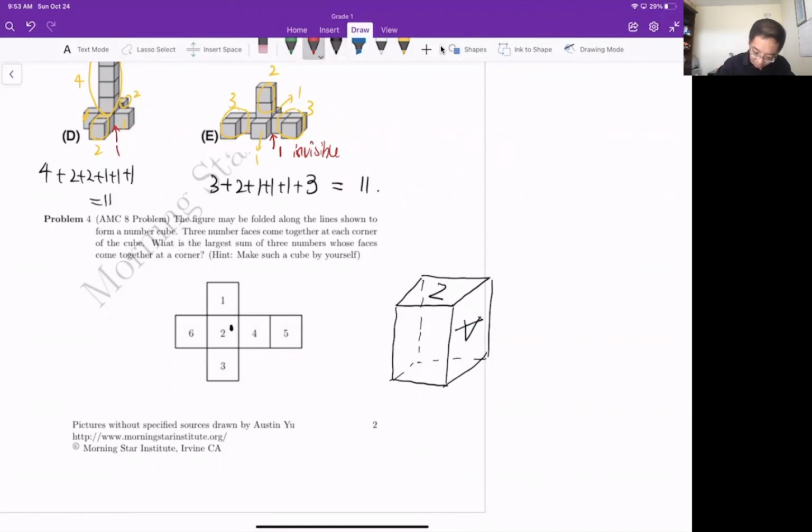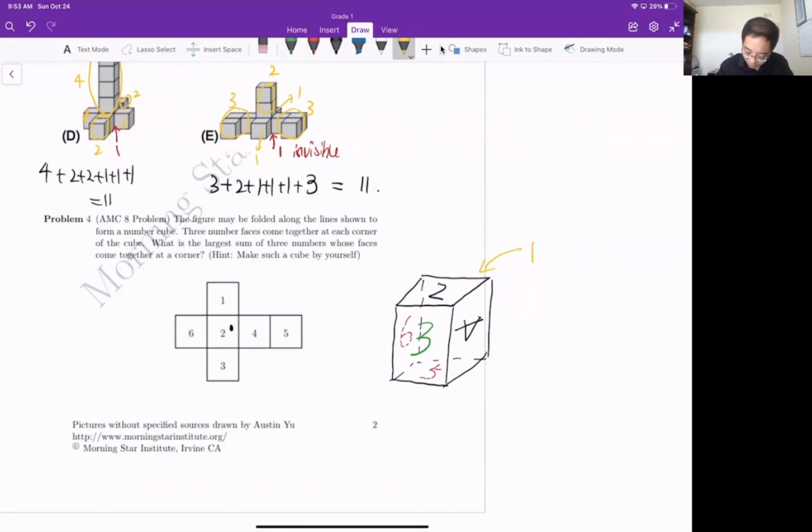So 6 will be on the other side. So that will be 6 on there, and then 5. So we also have 5 right here on the bottom. The 3 will be right here. So this is what happens, and 1 is on the back. Now, when we look at this figure, this is the 3-dimensional one. 2 is on the top, 3 on the front, and 6 and 4 on the 2 sides, and 5 on the bottom, and the 1 is on the back.